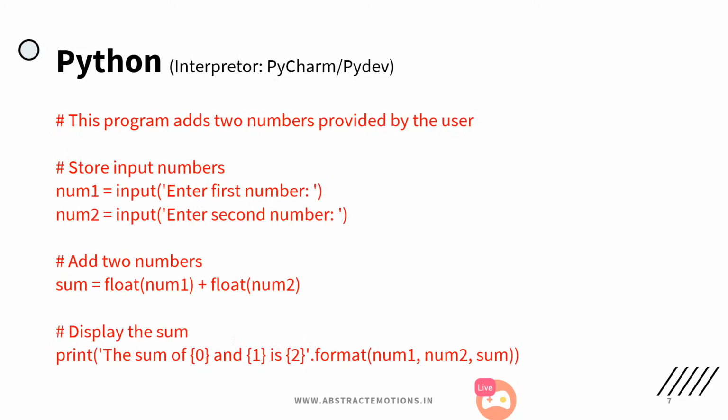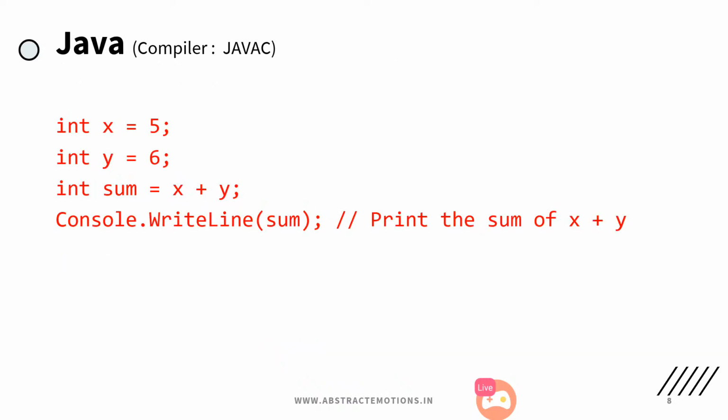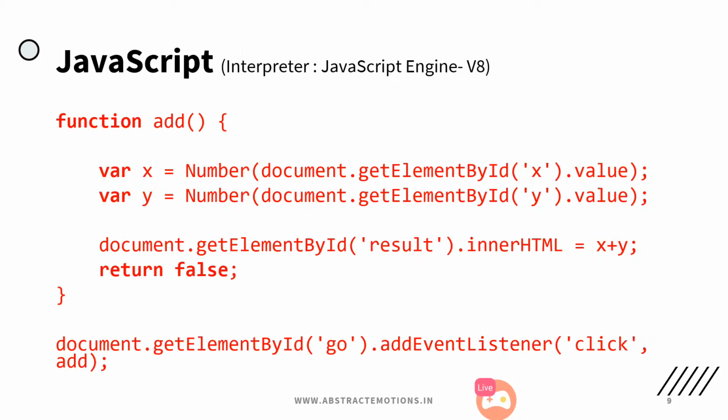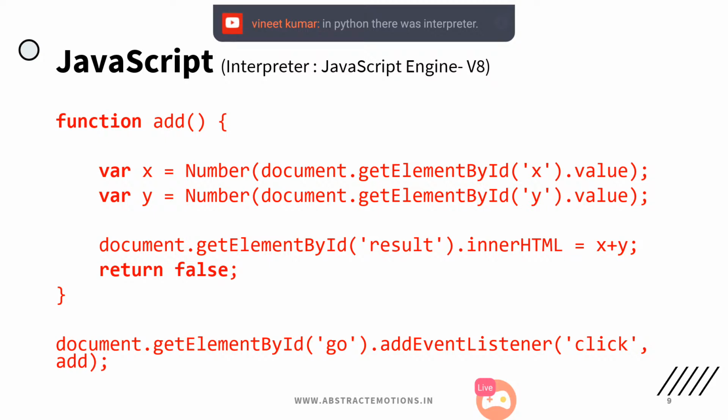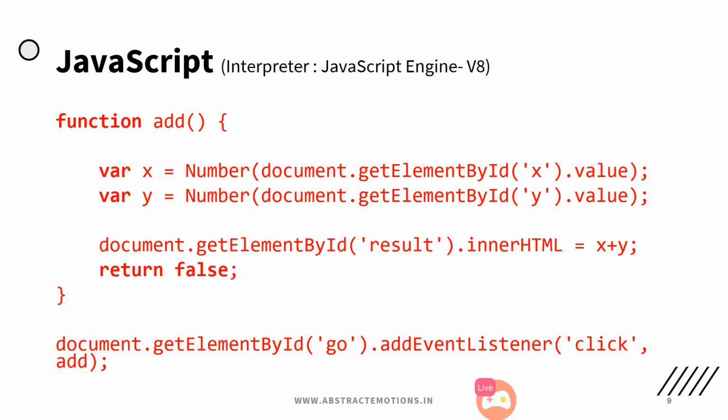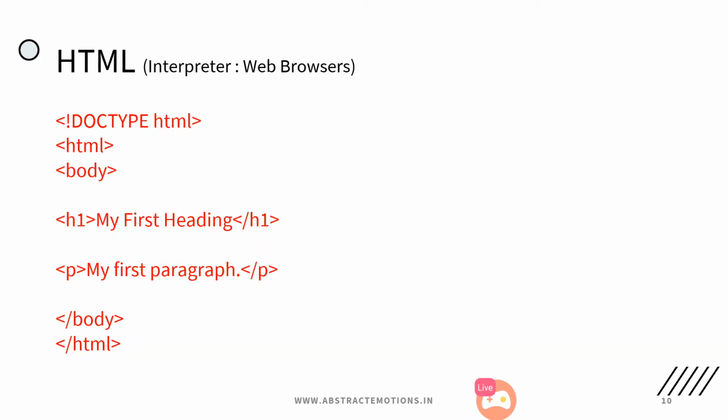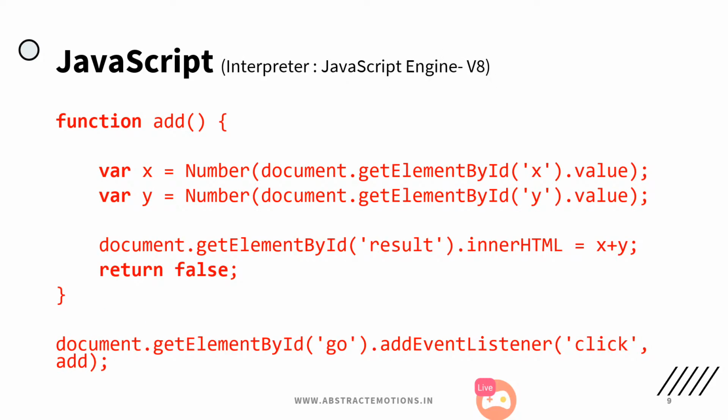Let's go back to the first language, C#, whose compiler is CSC, the C# compiler. Then Python has its own tooling, PyCharm or PyDev. Java has the compiler called javac, that is the Java compiler. JavaScript uses an interpreter, which is the JavaScript engine. And HTML is also interpreted. You need not think about that unless you are a compiler developer.